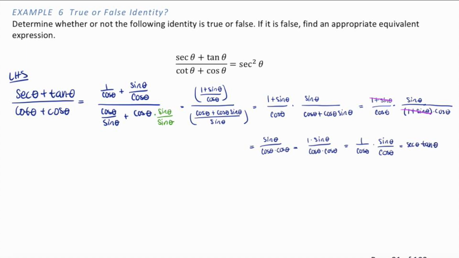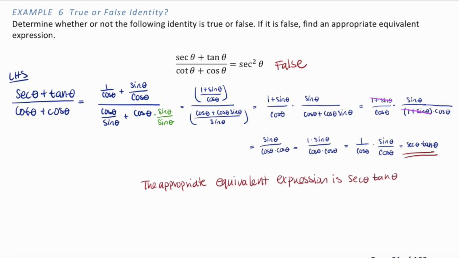With that, let's look at what we should have gotten. This problem is stating that this whole left-hand side equals secant squared theta. We can confidently say this is false, and the expression on the right-hand side should be secant times tangent. This concludes the lecture for section 7.1.